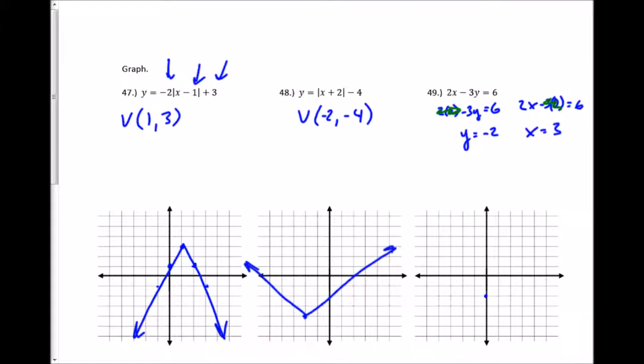And I can just plot the x and the y-intercept. The y-intercept is a negative 2. The x-intercept is a positive 3. And that is plenty of information to graph this thing. And that's it.